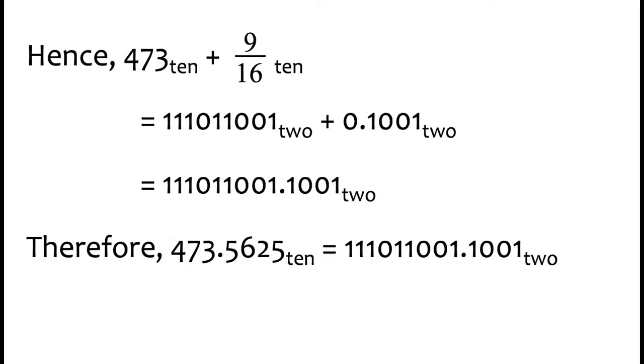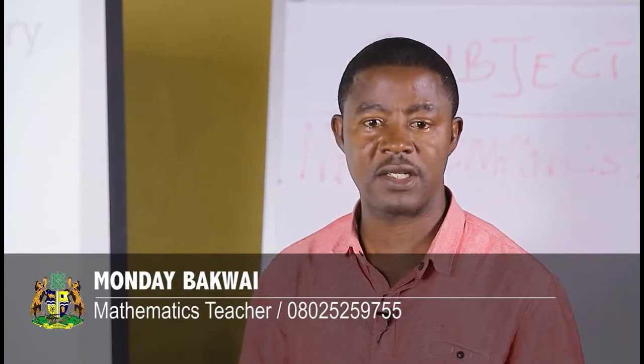Adding them together, we have 473 base 10 plus 9 over 16 base 10. The final result will be 111011001.1001 base 2. Therefore, finally, 473.5625 is equal to 111011001.1001 base 2. That will be our final answer.